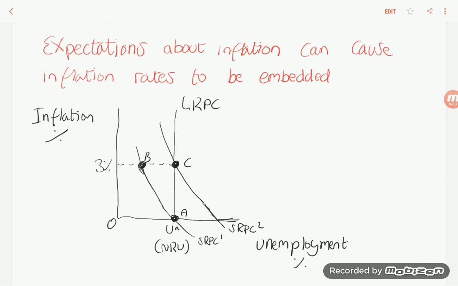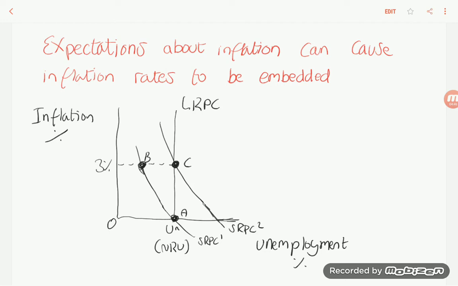Higher wage demands will mean firms are less willing to take on workers, so unemployment will rise back to the NRU, that's point UN. So the short-run Phillips curve 1 will shift right to short-run Phillips curve 2. When the short-run Phillips curve 1 shifts right to SRPC 2 and the economy is at point C, you can see that despite unemployment returning to the NRU, an inflation rate of 3% has become embedded in the economy.